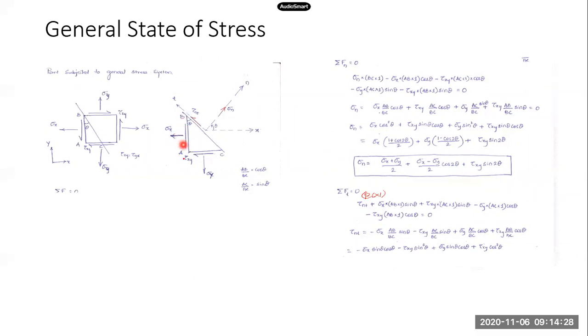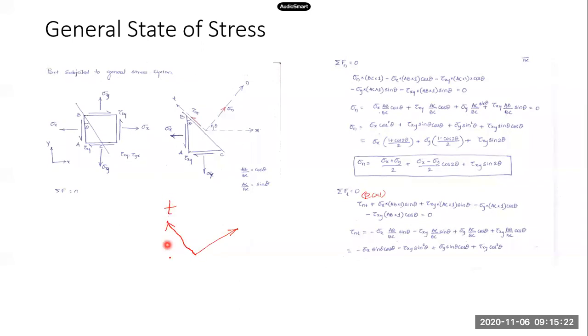If I consider sigma x into AB into 1, I want its component along this t direction, it will be carrying sine theta, it is just resolving the force. When you resolve that, the angle will be 90 minus theta, so it will be directed along the T direction itself. So a positive sign will be assigned for that. And tau xy, which is again in X direction acting on face AC. So tau xy into AC into 1 unit, resolving that in T direction, it will be into sine theta. Tau xy into area of face AC, that is AC into 1. When I resolve that in T direction, that will give me tau xy into AC into 1 into sine of theta.